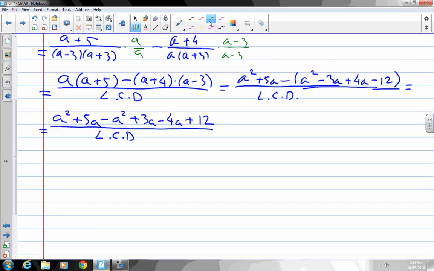Can I simplify that numerator? So what's going away? A squares are gone. Then combine like terms, you have 5a plus 3a minus 4a. That's 4a plus 12. Well, let me put the denominator there now. It's a times a minus 3, a plus 3. Are we done? Can I do anything else?